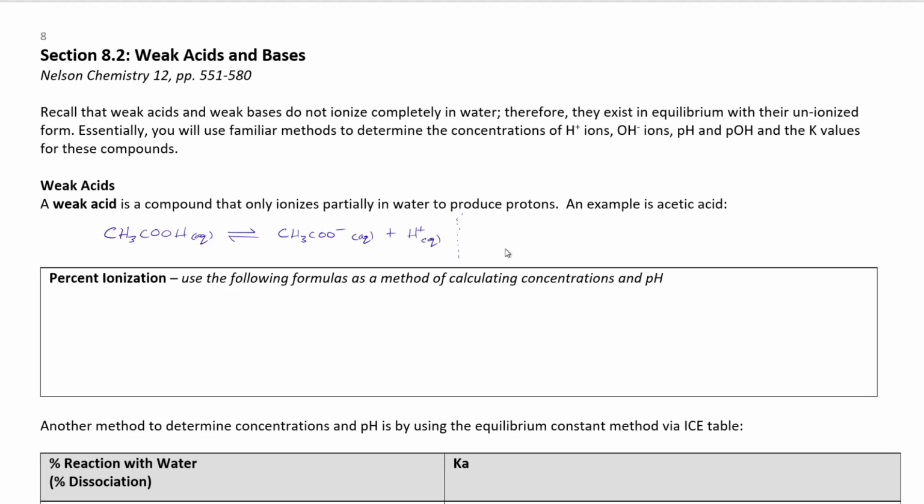Another more accurate way of writing that equation is: acetic acid is in equilibrium with liquid water. Acetic acid will donate a proton to water, making it a Bronsted-Lowry acid. And then we have the equilibrium of acetate, which is its conjugate base, and hydronium, which is the conjugate acid in this Bronsted-Lowry acid-base pairing. My preference is to use the second equation because it really highlights the Bronsted-Lowry behavior of acids, in that acetic acid donates the proton to water.